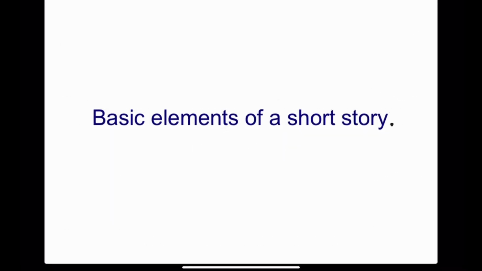In this video, I will share with you the second part of the basic elements of a short story. I told you we will be talking about the setting, the character, the plot, the conflict, the theme, the point of view, the tone, and the style. And in this particular video, we're going to talk about the characters.